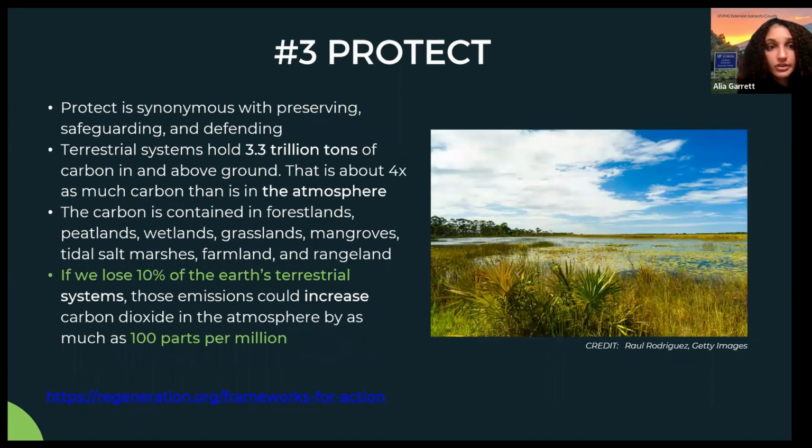Protect. Protect is synonymous with preserving, safeguarding, and defending. Terrestrial systems hold 3.3 trillion tons of carbon in and above the ground. That's about 4 times as much carbon as is in the atmosphere. The carbon is contained in forest lands, peatlands, wetlands, grasslands, mangroves, tidal salt marshes, farmland, and rangeland. And if we lose 10% of the Earth's terrestrial systems, those emissions could increase carbon dioxide in the atmosphere by as much as 100 parts per million.